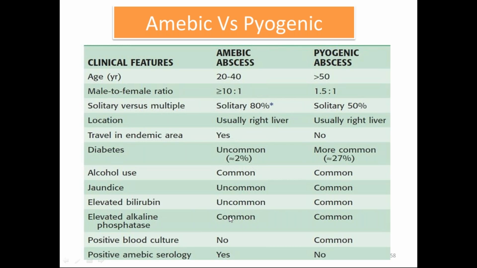In an amoebic abscess, if you ask for a blood culture, it will be negative because there is no bacteria present, whereas in pyogenic abscess, you will have positive blood cultures. And elevated ALP, which I have said earlier, is common in both abscesses. Any hepatic injury will cause a rise in the ALP levels. The prothrombin time will be increased in both of them as well.